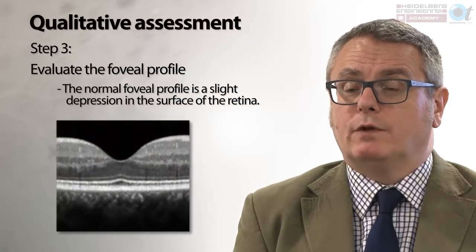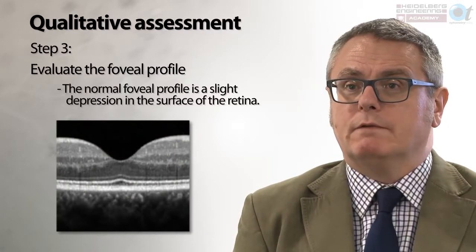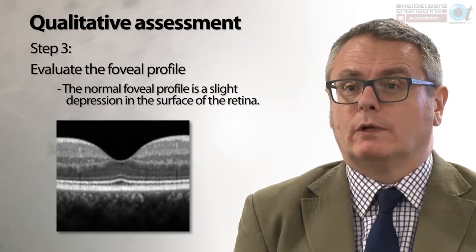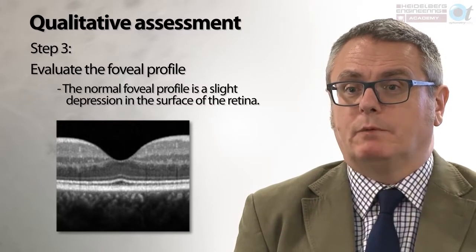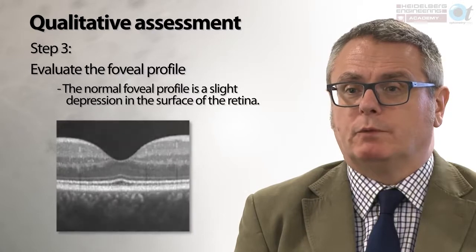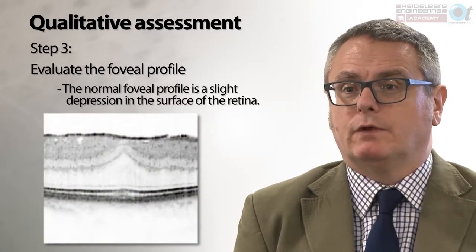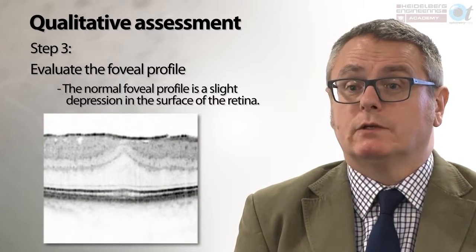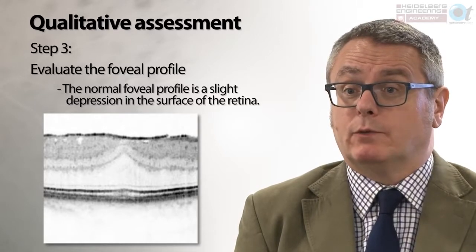Next step is to evaluate the foveal profile. And the foveal profile should be a smooth inverted bell curve, similar to a roller coaster Big Dipper. If that appearance is not present, then you've got an abnormal foveal profile. Here, the foveal depression has been lost, caused by macular pucker secondary to epiretinal membrane.